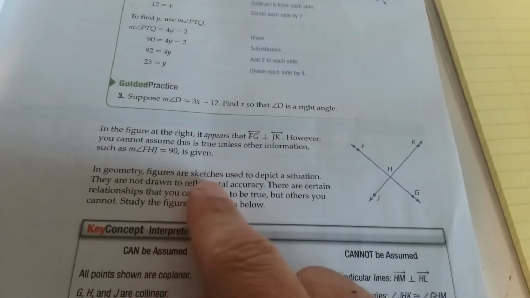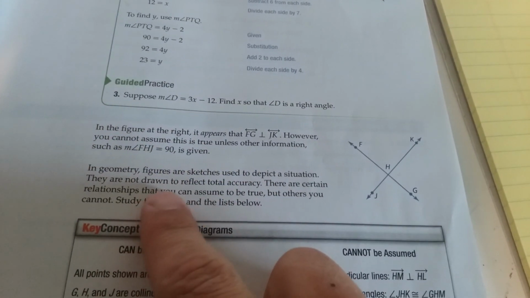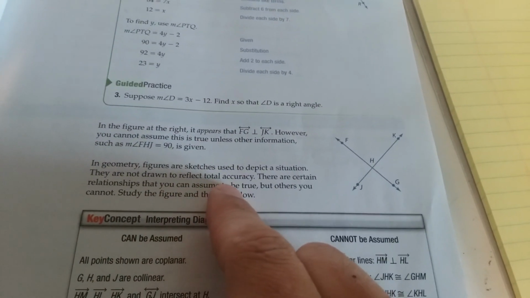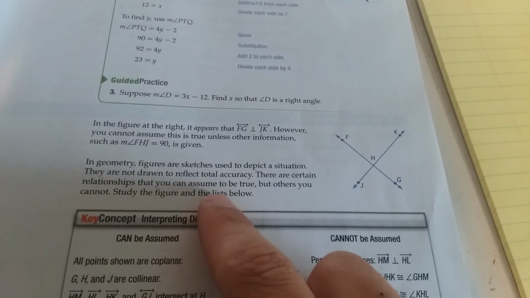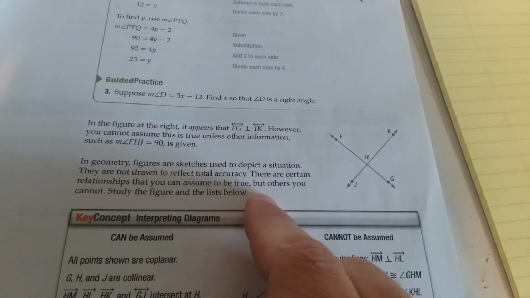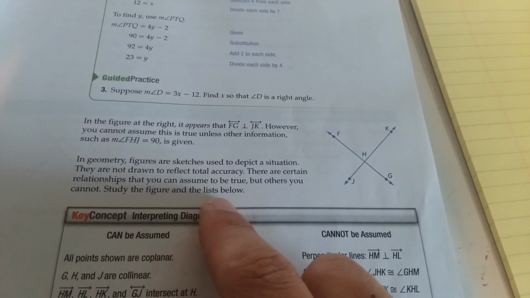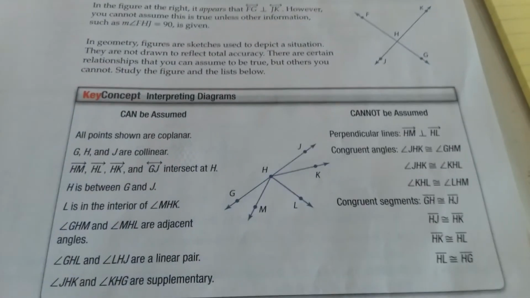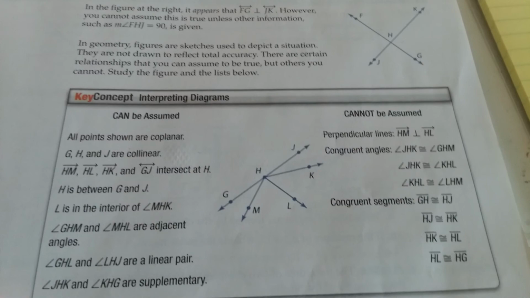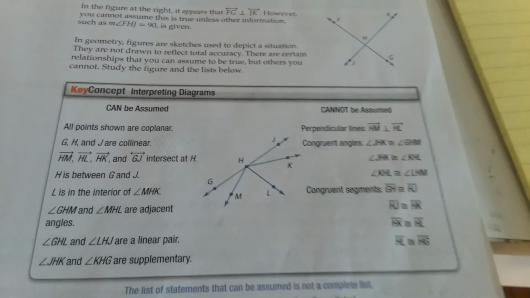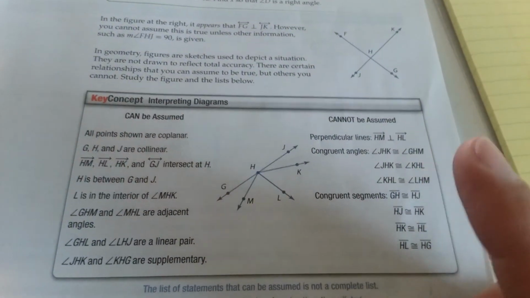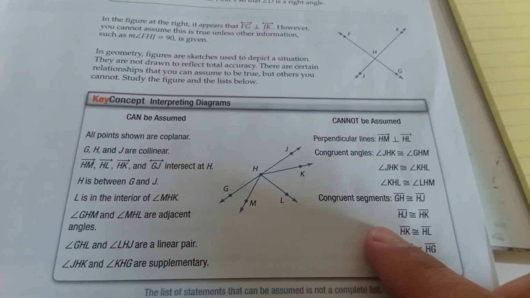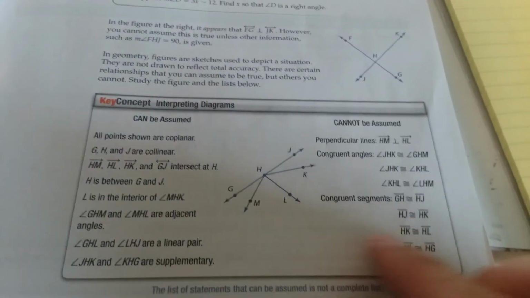In geometry, figures are sketches used to depict a situation. They are not drawn to reflect total accuracy. There are certain relationships that you can assume to be true, but others you cannot. Study the figure and lists below. This is very important for geometry to know, this key concept. Copy this down. Make sure you understand it.